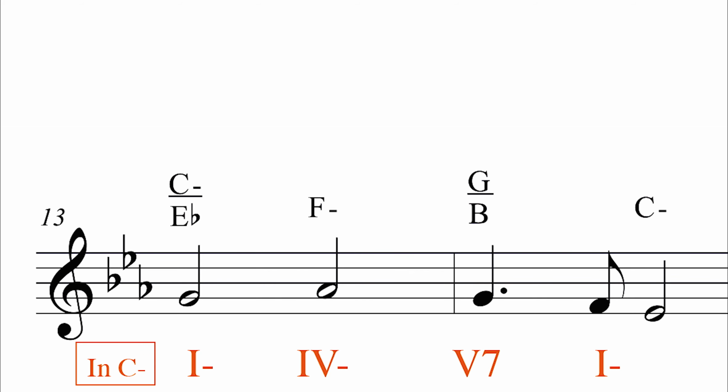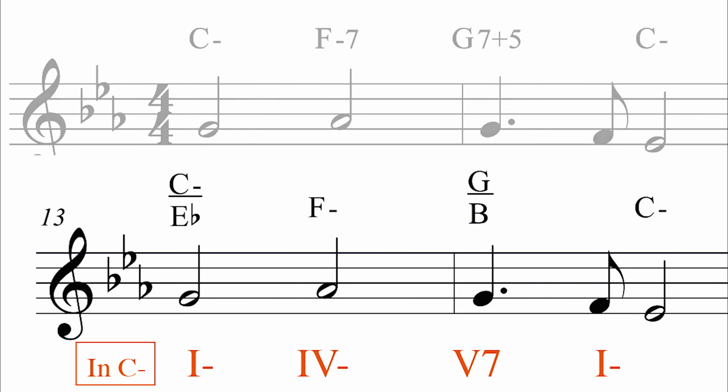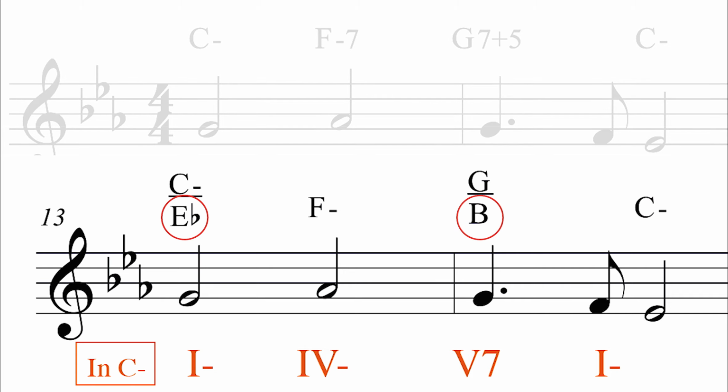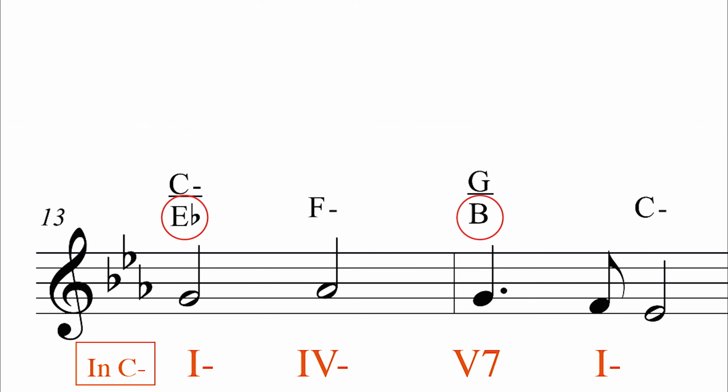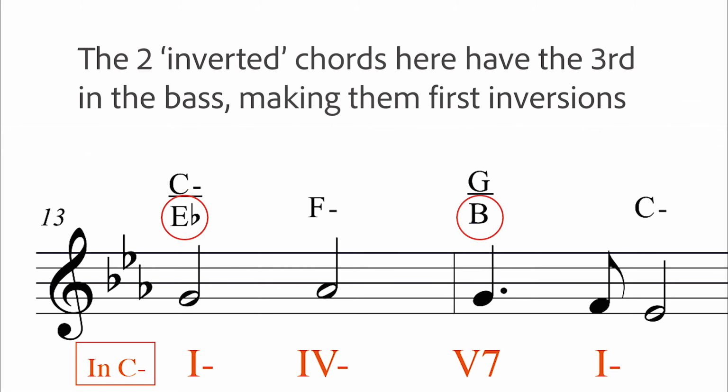Bar 13, this is basically a recapitulation of the first section. However, the mood and feeling is different as certain chords are inverted. Inversions are very powerful chord sounds that invoke strong emotions. Listen to the C minor over E flat and the G chord over a B in bar 14.